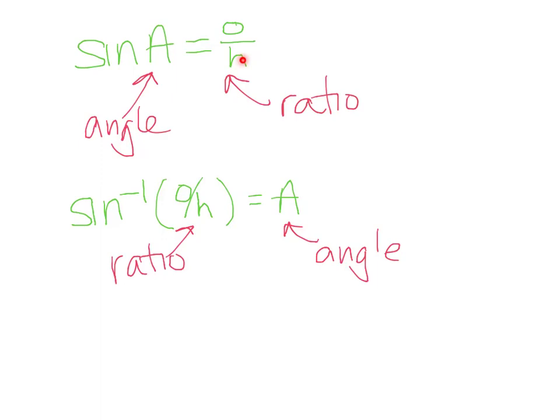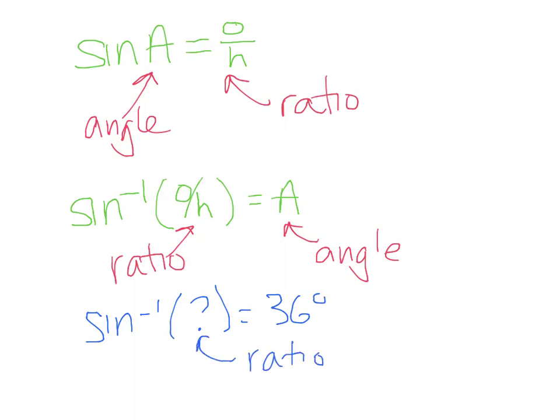This is saying, watch where the pointer is, which angle has this ratio. So you could say this angle has this ratio, which angle has this ratio. If I write something along the lines of this, sine of what, inverse sine of what is equal to 36 degrees, this answer is a ratio, a decimal. That's really, really important.